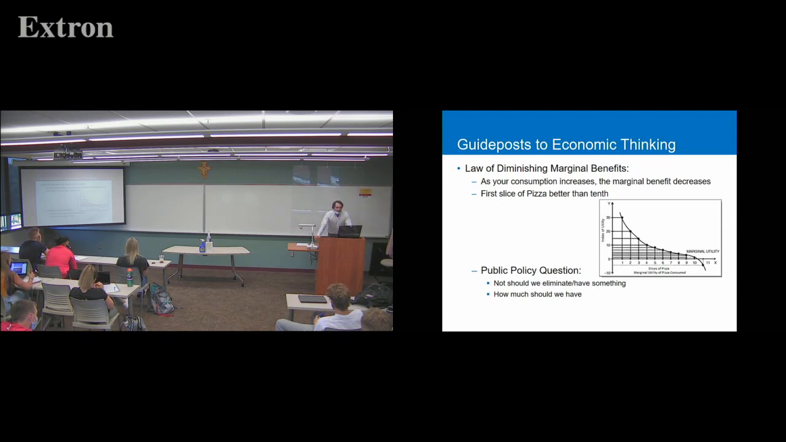Another idea is the law of diminishing marginal benefits. So as your consumption of a good increases, the marginal benefit is going to decrease over time. To make this a little less abstract, who likes pizza? Okay, a lot of people like pizza. How good is the first slice? All right, you bite into that and it feels amazing.